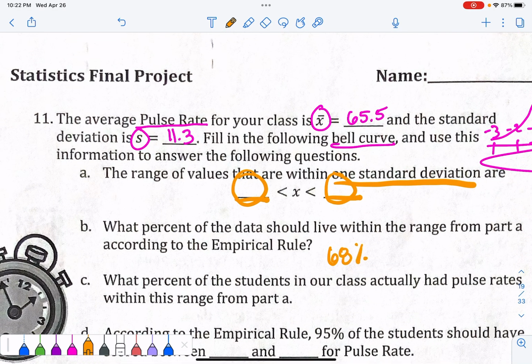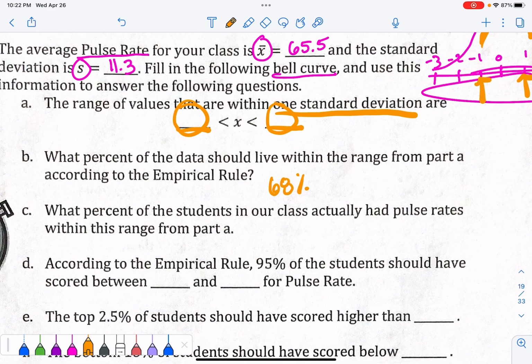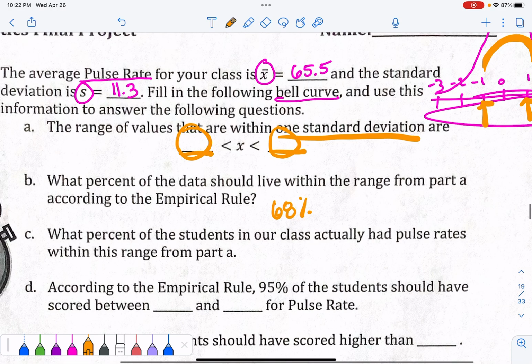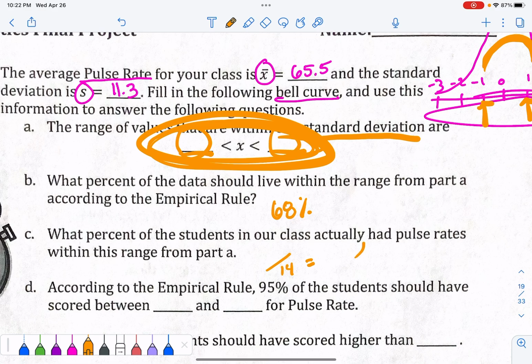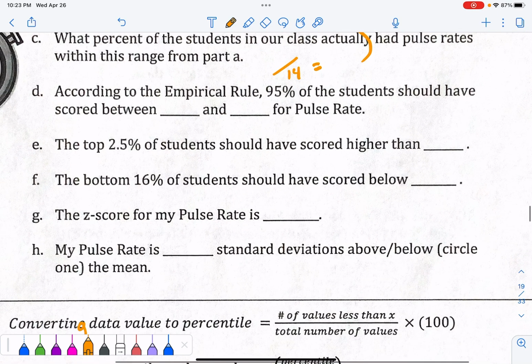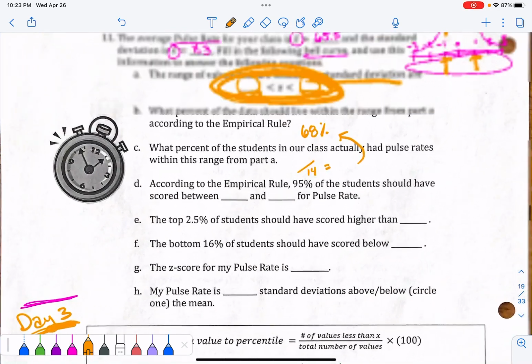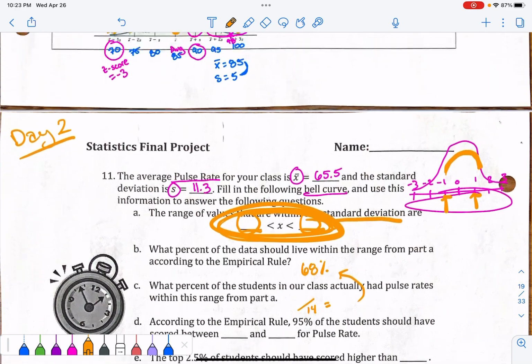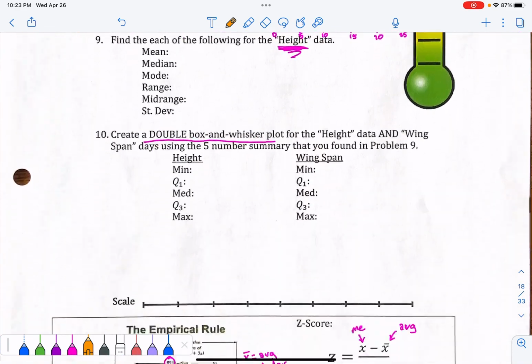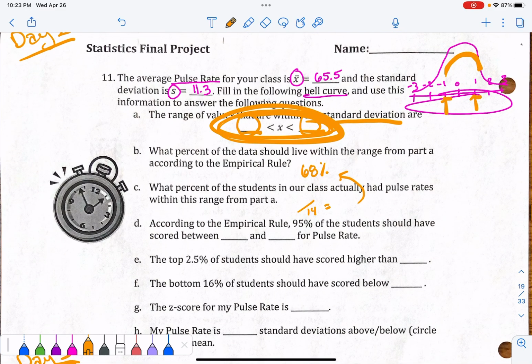Now, C, though, says what percent of the students in our class actually had pulse rates within that range. So what I want you to do is go back and use this range and figure out how many people out of, I think there's 14 in your class, how many people out of 14 actually live in that range, and see if it's close to 68%. Might be way off, but we'll see. Okay, and then do the same thing for D and E and F and G and all that good stuff. Okay, so those are just answering questions. Got it? Everything else should be pretty straightforward, and just do that page and a half for your day 2 stuff. There you go. That's all I have.